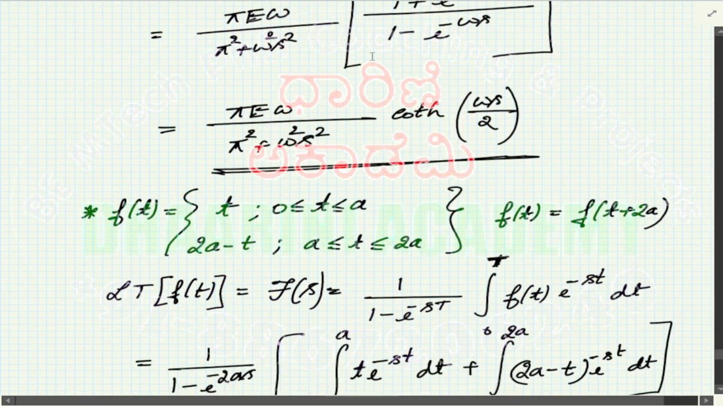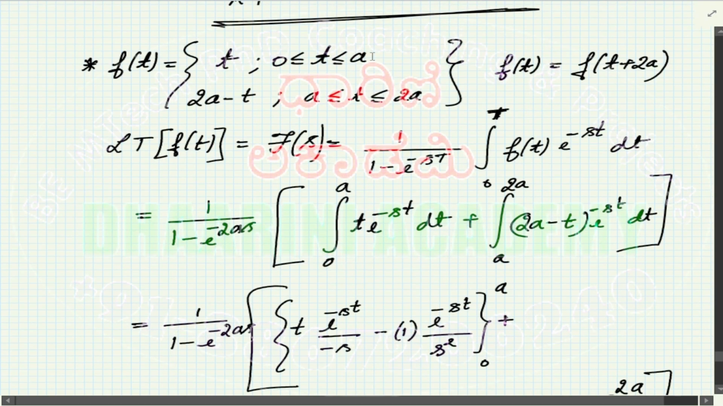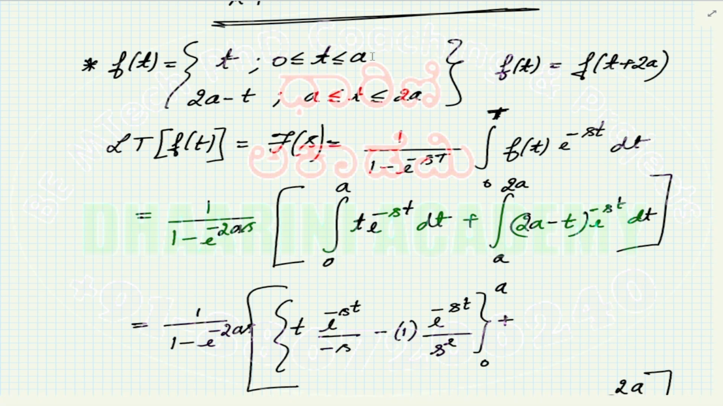Next is a periodic function, but split up into two parts. From 0 to a it is t, and from a to 2a it is 2a minus t. It's actually a triangular wave, a periodic triangular wave with the period 2a. From 0 to a it increases, from a to 2a it decreases, in a straight line. f of t is f of t plus 2a, which means it is going to repeat after 2a. So the period of this function is 2a.